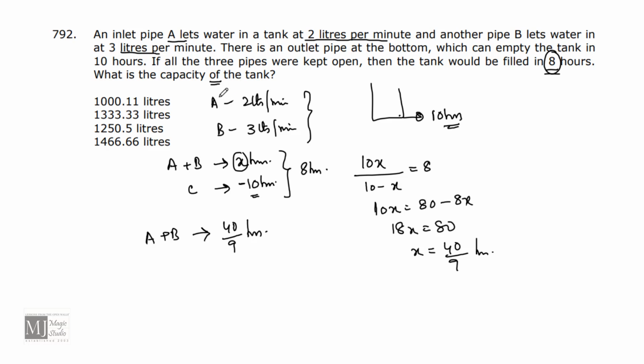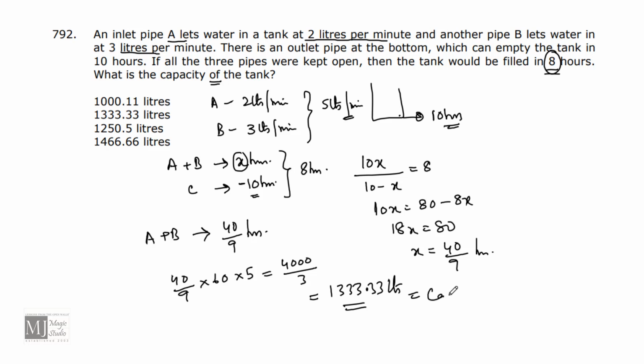Now what is happening? When A and B are working together, they are pumping in 5 liters per minute. Then how much water would they pump in 40 by 9 hours? 40 by 9 into 60 into 5, isn't it? That would be 4000 by 3, that is 1333.33. Now this much water is pumped into the tank by A and B in their 40 by 9 hours at this rate. Then what is 1333.33? This is nothing but the capacity of the tank.